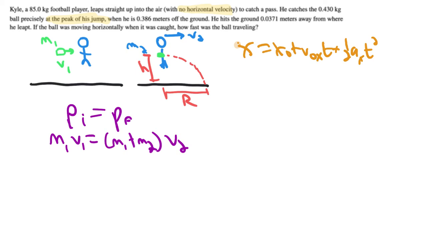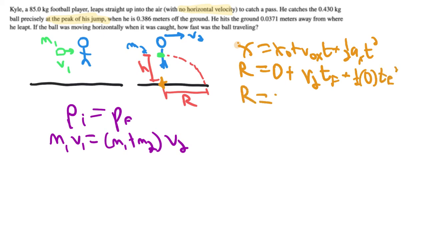But he ends at a position r. We're going to take our origin as being right here. So he ends at a position r, he starts at a position 0, and he has v2 as his speed times t final. And then he has no horizontal acceleration. So, as has happened many, many times before, this simplifies to saying the range is v2 times his time of flight. How long is he in the air? Which means that v2 is the distance he travels over the time he falls for.